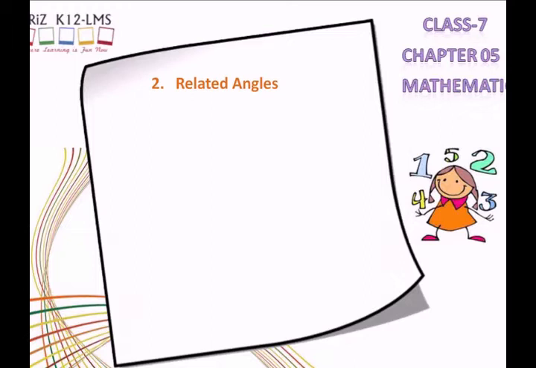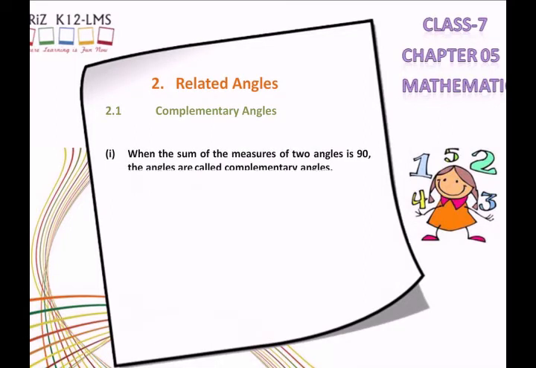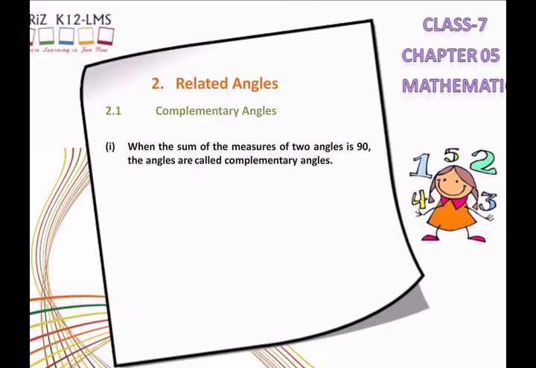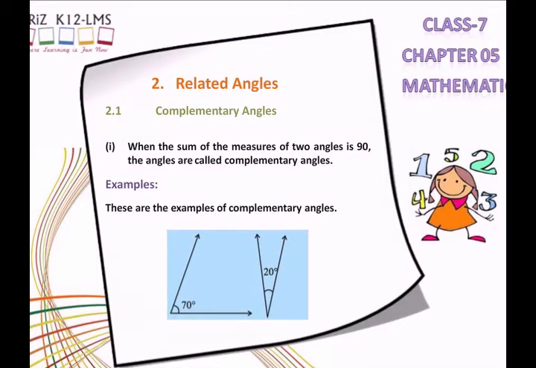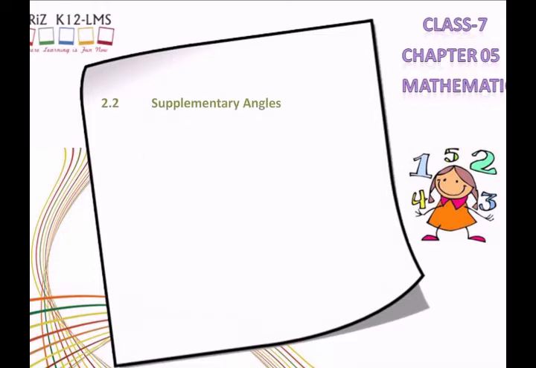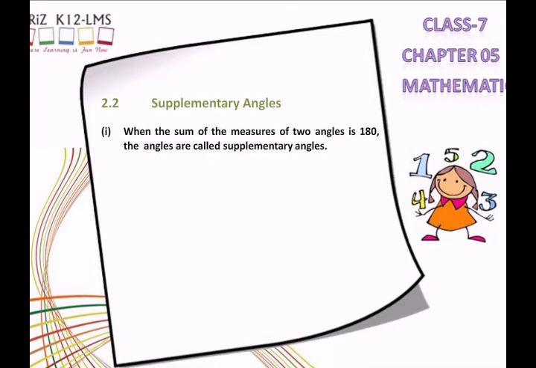2. Related angles. 2.1. Complementary angles. When the sum of the measures of two angles is 90, the angles are called complementary angles. Examples. These are the examples of complementary angles. 2.2. Supplementary angles. When the sum of the measures of two angles is 180, the angles are called supplementary angles. Examples.